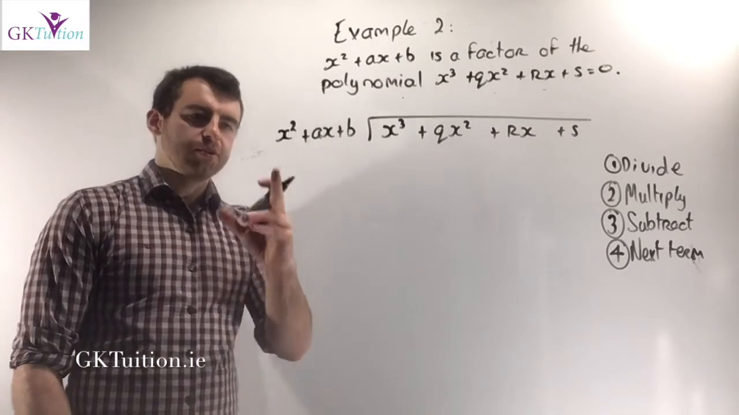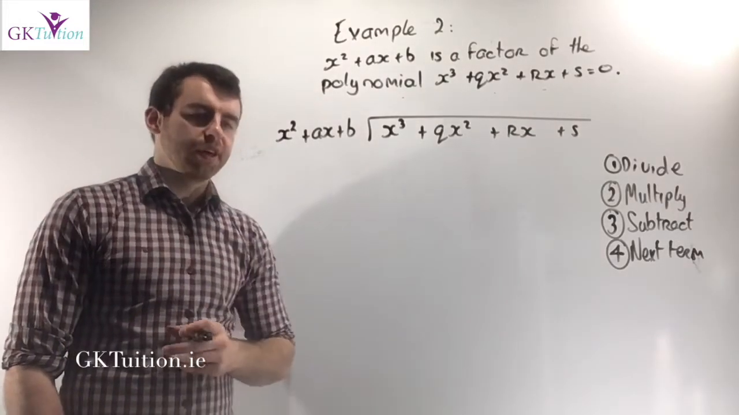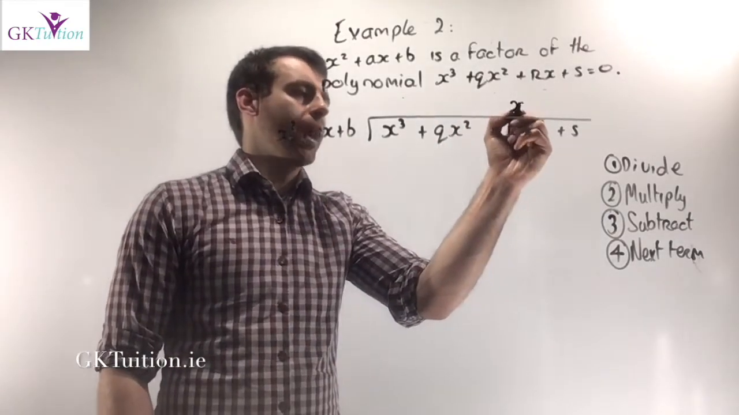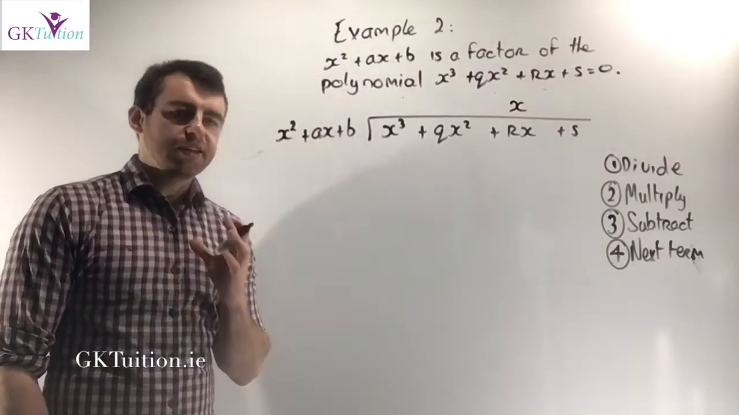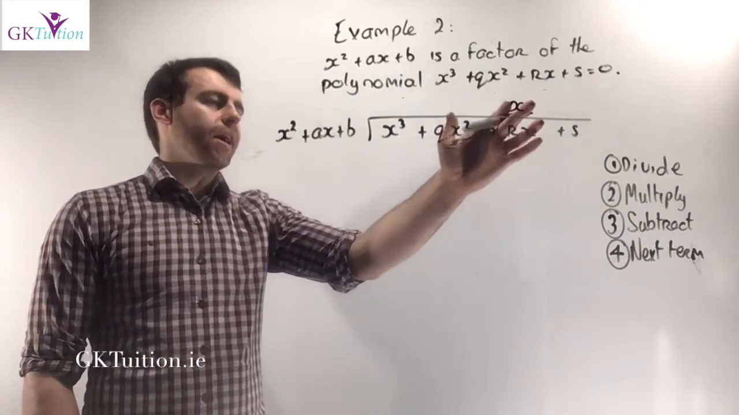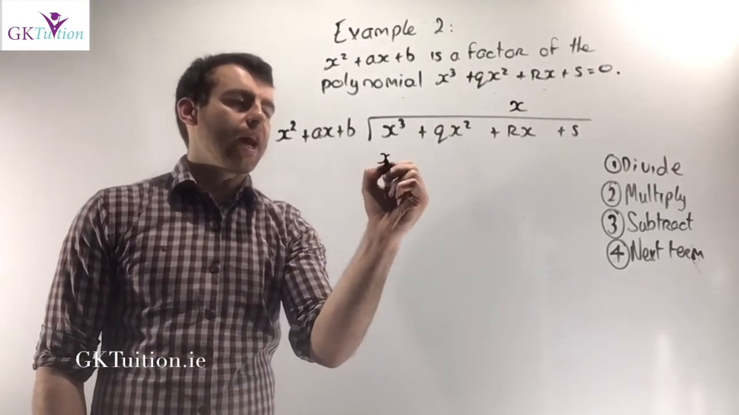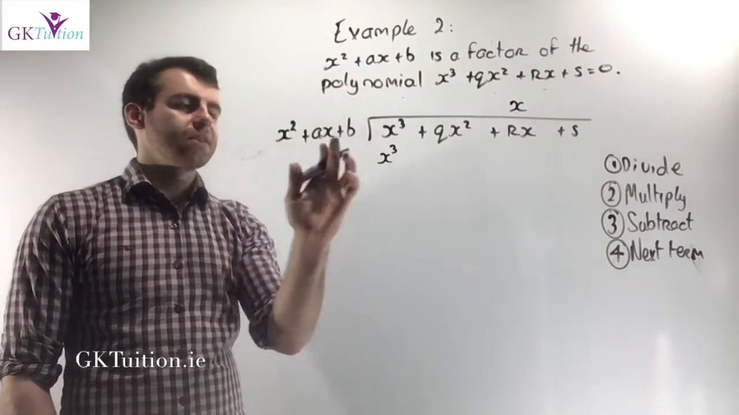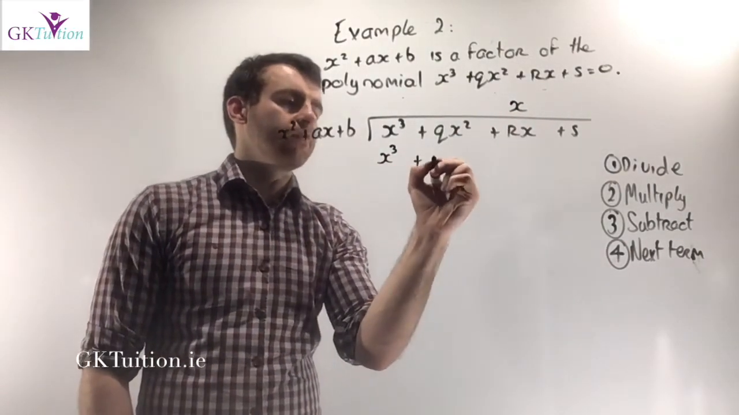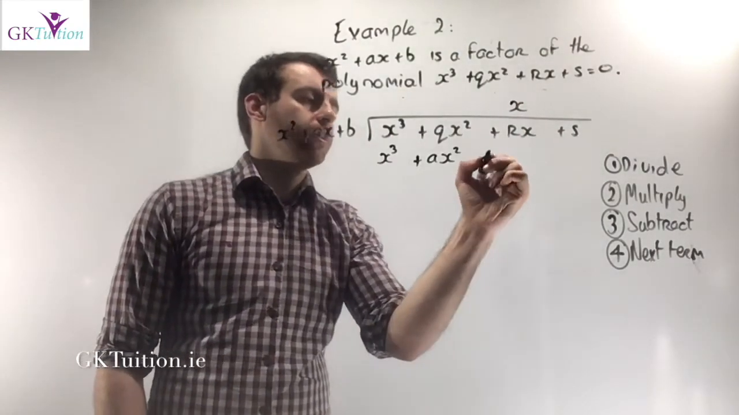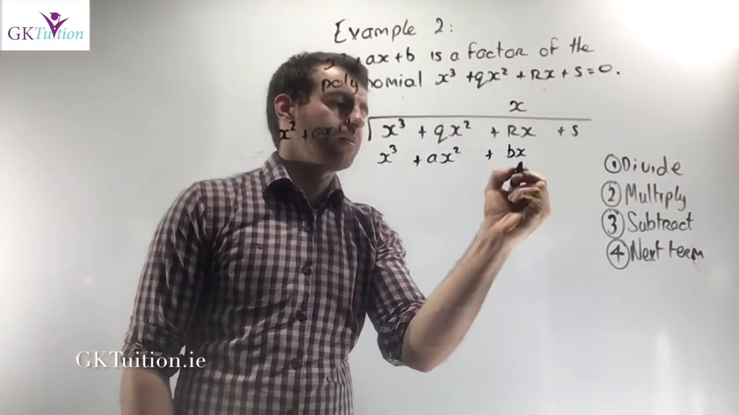The first thing we need to do is divide the first thing here into the first thing here. X squared divided into x cubed is going to go x times. Now I need to multiply. I'm going to multiply x by these three terms. So x by x squared gives me x cubed. X by ax is going to give me plus ax squared. And x times b is going to give me plus bx.